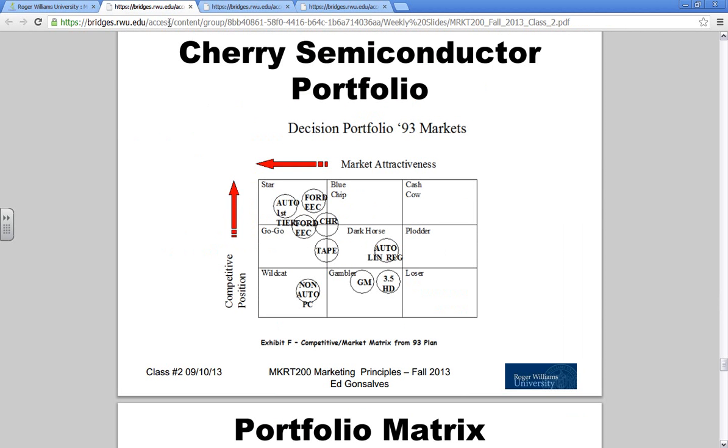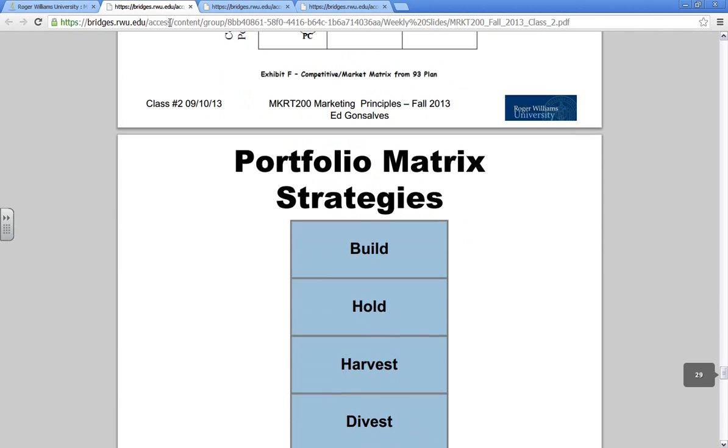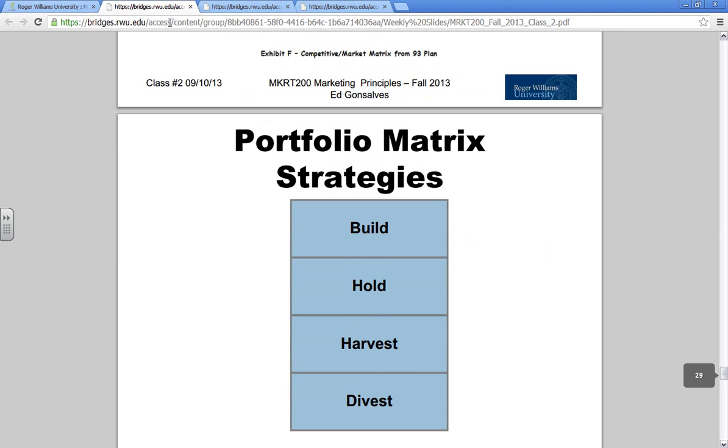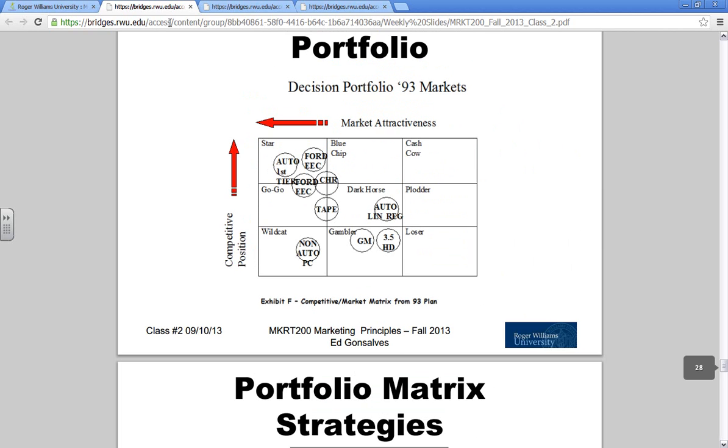So it's a great tool. Everybody should use it in any kind of business plan. Now you look at the strategies you have. You can either build a business, you can hold it, you can harvest it, or you can divest it. So you're always looking, right? You build a star. The people who are the best, you put the most money into them.